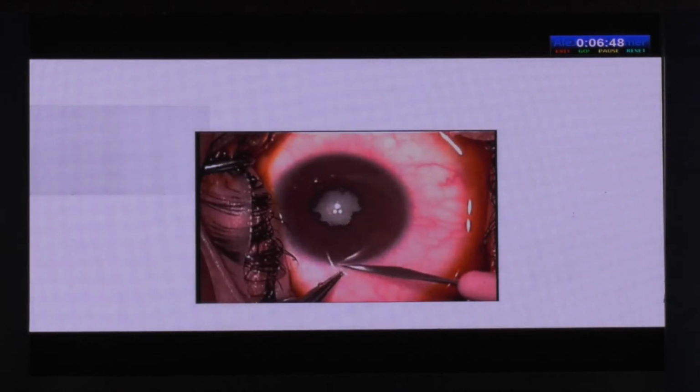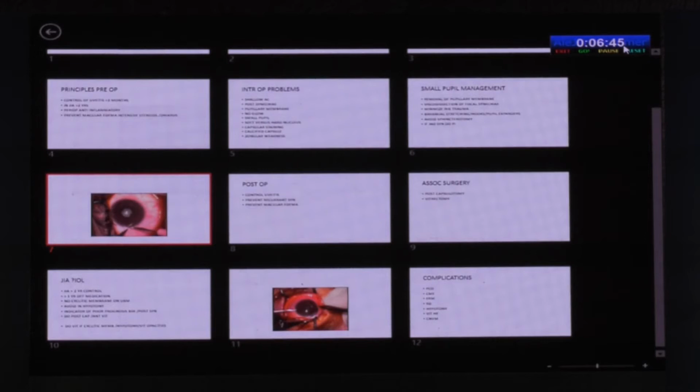This is the patient of... What's happening here?